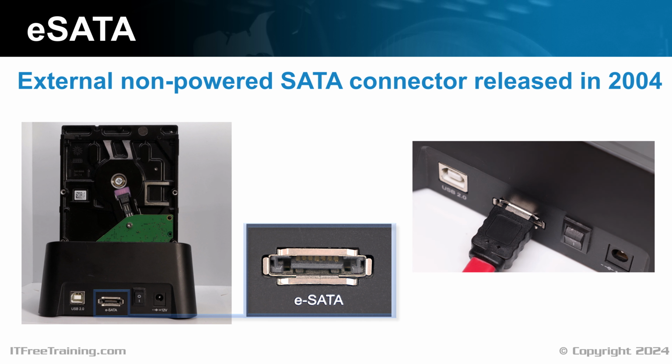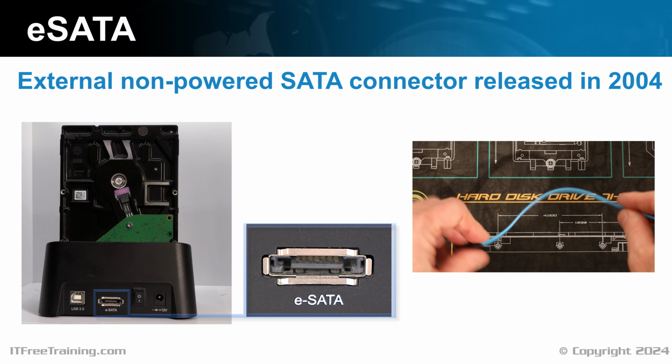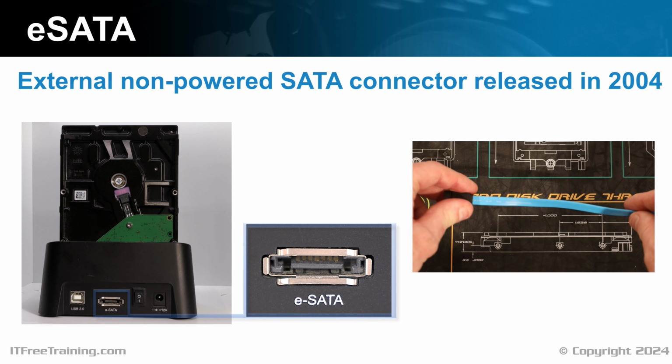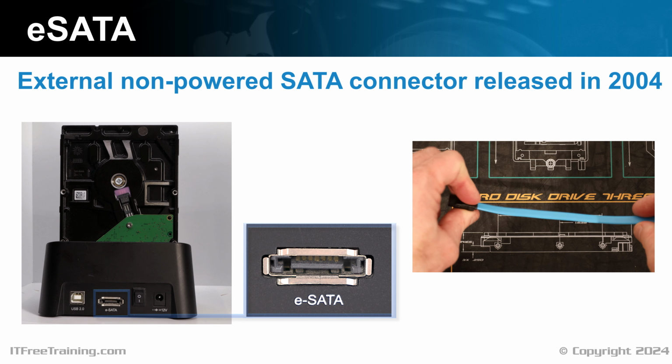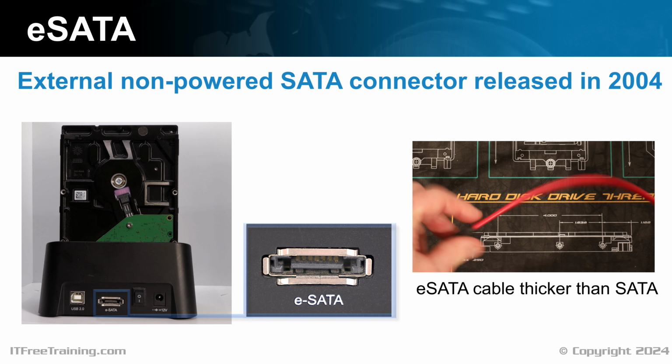There's also another difference between the SATA and eSATA cables. You'll notice that the SATA cable is quite thin and also pretty flexible. This makes SATA cables easy to work with. eSATA cables are thicker and not as flexible, making them harder to work with.